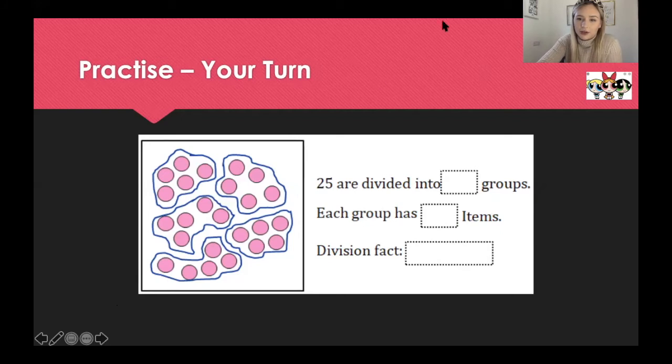Well done if you had a go at that. Let's write down what you could have written. So 25 are divided into 5 groups. Each group has got 5 items. So our division fact could be 25 divided by 5, and then it should equal 5 because in each group we have 5 items. Well done if you managed to get that correct. Let's move on.